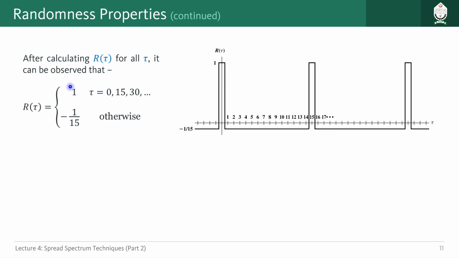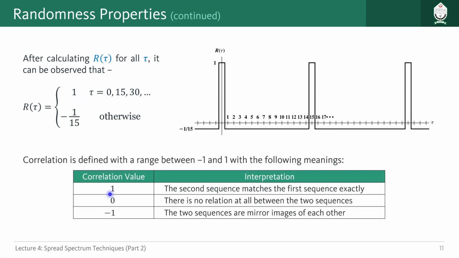Now these values here, how to interpret those? To understand that, we can say that for a correlation value of 1, the second sequence exactly matches with the first sequence, and when we have a correlation value of 0, that means there is no relation between the two sequences. And when we have a value of minus 1, that means these two sequences are exact mirror images of each other. That means minus 1 also denotes some kind of correlation, but in the reverse order.